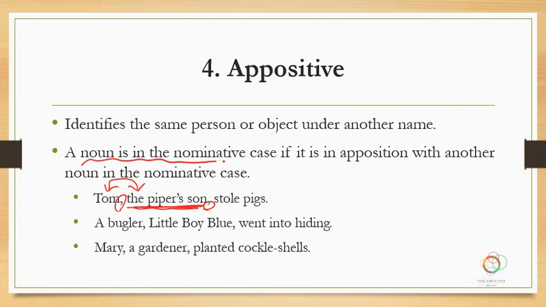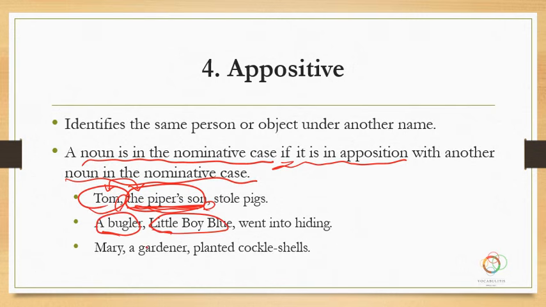So a noun is in the nominative case if it is in apposition with another noun in the nominative case. That means if Tom is in the nominative case, then this word is the same thing as Tom, so it must also be in the nominative case. Bugler, little boy blue. Okay, nominative case, because they're both the subject. Mary, a gardener, planted cockle shells. Okay, Mary, gardener, same person. Mary is subject, so gardener is subject.